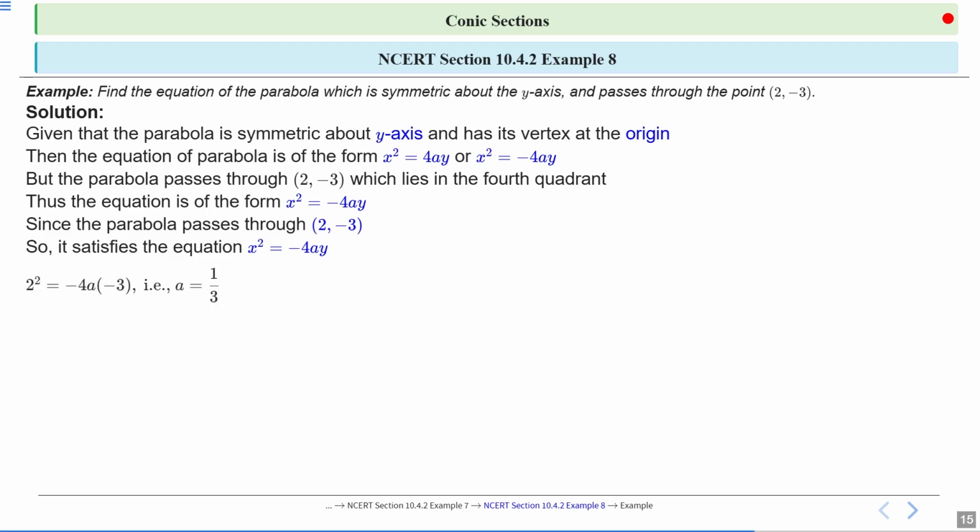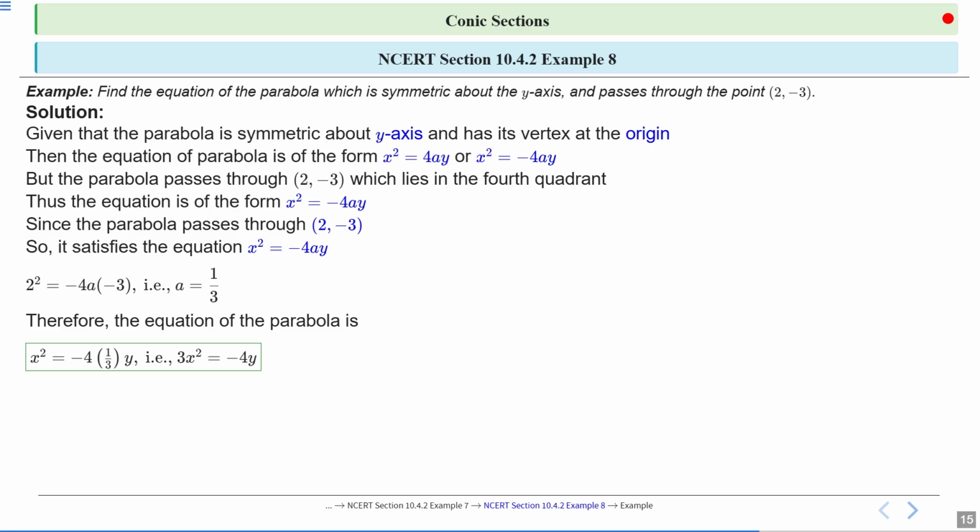So after substituting x equal to 2 and y equal to minus 3, we will get this equation: 2 square is equal to minus 4a times minus 3, okay. And from here you will get the value of a is 1 by 3. So therefore a equal to 1 by 3.